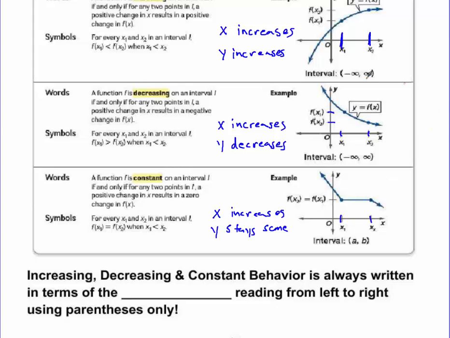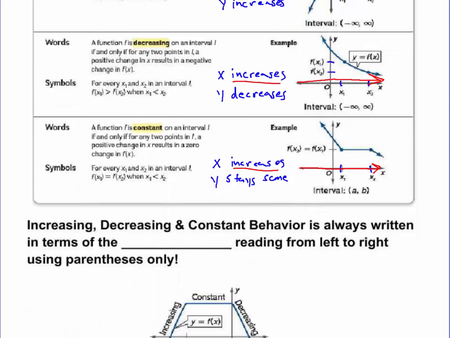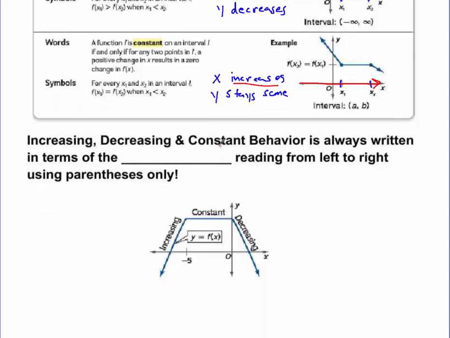And so you might be thinking to yourself, well, how is x increasing all the time, even if we say it's decreasing or it's constant? Just remember that when we read a graph, we always read it from left to right. So in all these pictures, as we're looking at them, we should be thinking the x is always increasing because that's the way we read a graph. Increasing, decreasing, and constant behavior is always written in terms of the x values, reading from left to right using parentheses only. Okay, so no brackets, and you'll know what I mean by that in a second.